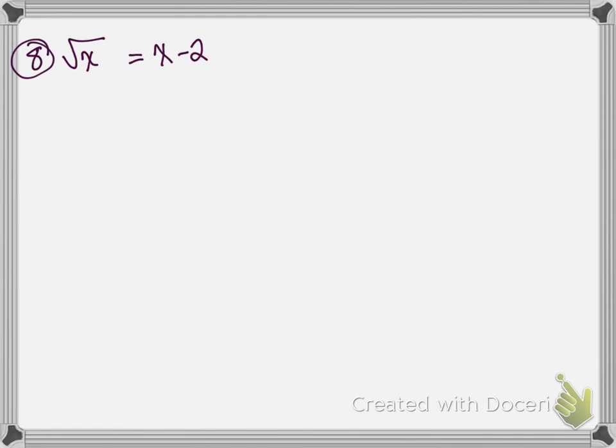Okay. You definitely want to be familiar with this problem right here. You will see this on a test. So I've got the square root of x equals x minus 2. So the first thing I'm going to do is I'm going to square both sides. The square root of x times the square root of x, or the square root of x squared, leaves us with just x.